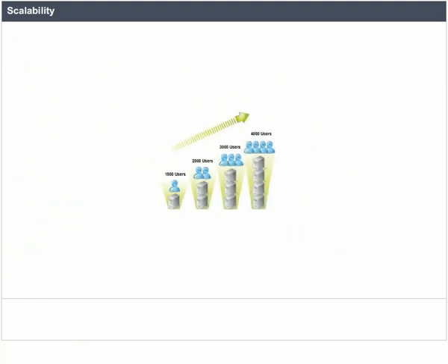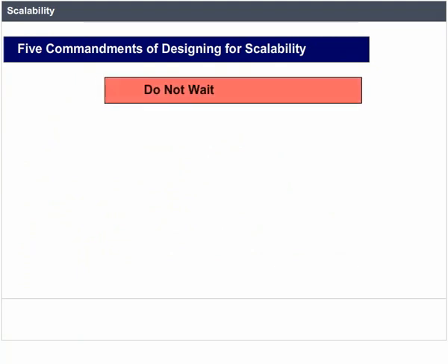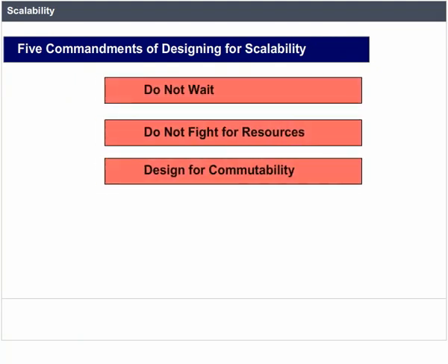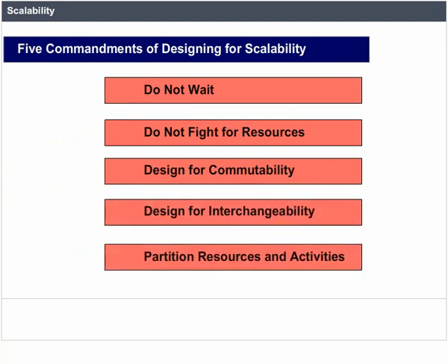The 5 commandments of designing for scalability: do not wait, do not fight for resources, design for commutability, design for interchangeability, partition resources and activities.